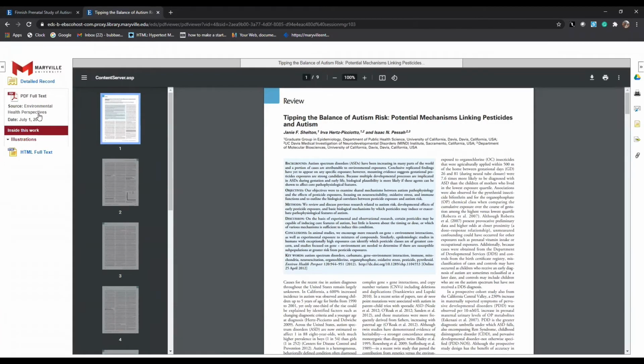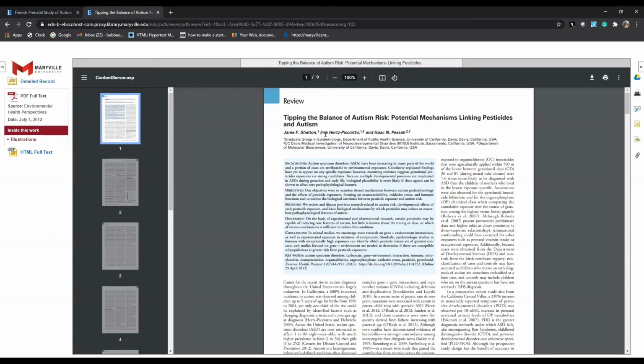So again, this is a great example because it says review right at the top, but know that that will not always be the case. So it's going to be a really good idea to get in the habit of being able to identify an original article versus a review article.